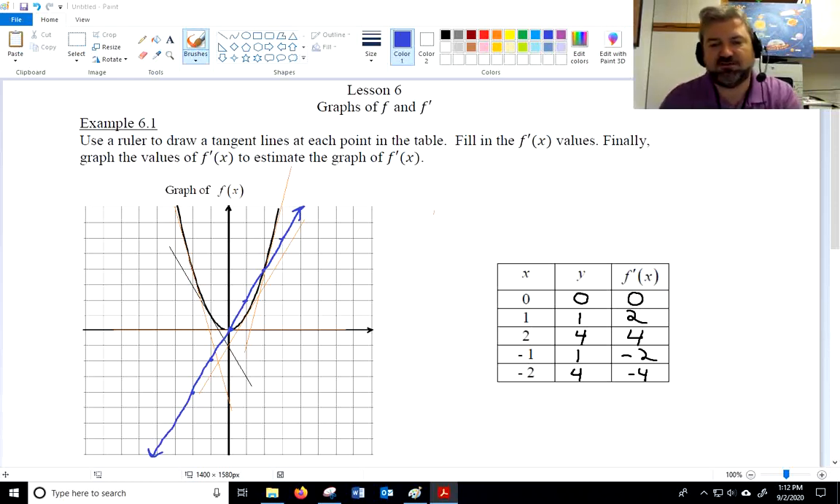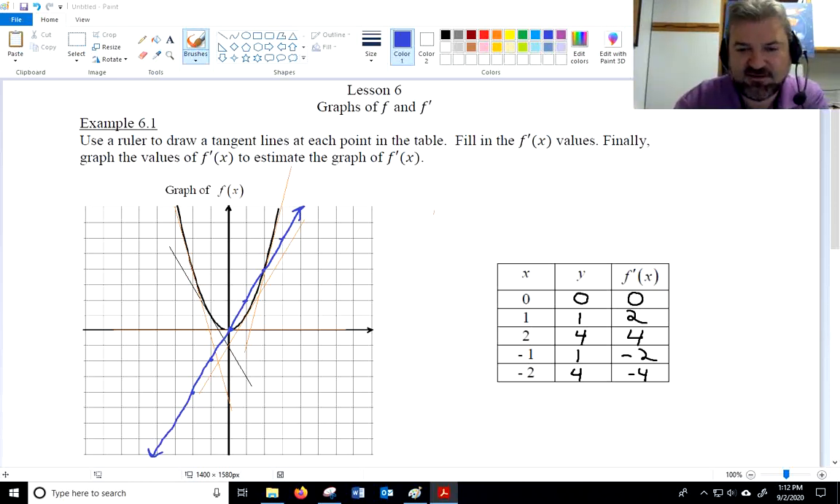Also, take note of where the derivative crosses the x-axis. It happens to intersect the graph of f there, but what I want you to notice is how the vertex of the parabola is located right at the x-intercept of the derivative.